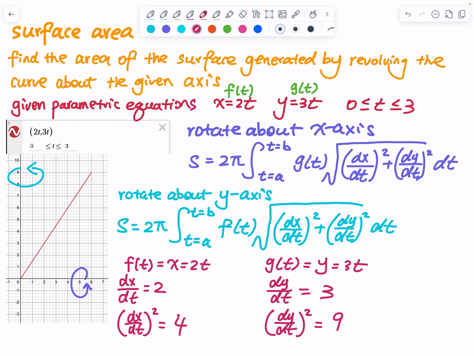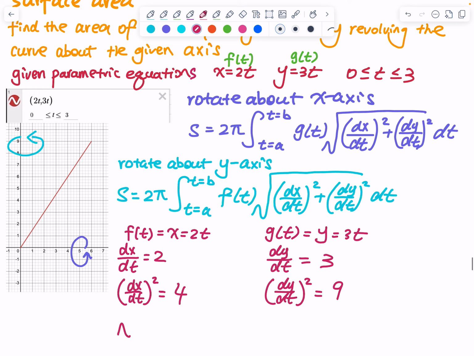And then they have the square root. Okay, I can do a square root of the derivative squared plus another derivative squared, that is equal to square root of 13, and t is between 0 and 3. This is like a and b.